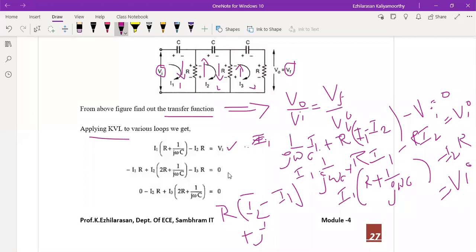Then you make simplification, and we get this expression. Same way for the third one. You have to apply the same like this. Even here also, we'll get like this. So this will be equation number 1, this is equation number 2, this is equation number 3.